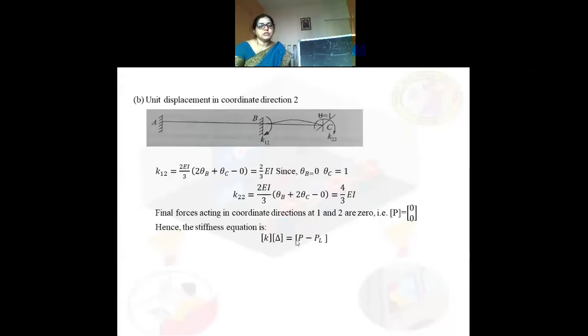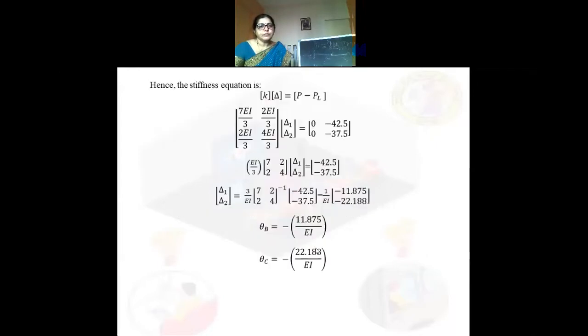Okay. Hence the stiffness equation is what? We know the equation K into delta is equal to P minus PL. So hence the stiffness equation is, in place of K, whatever you have to write in column wise, K11, K21, K12, K22. Okay. So K11 we got 7 EI by 3. K21 we got 2 EI by 3. K12 2 EI by 3 and K22 4 EI by 3. K12 is always equal to K21.